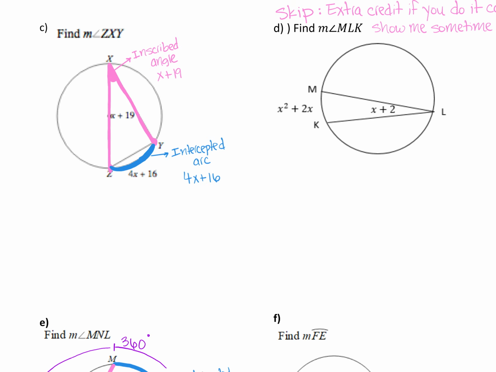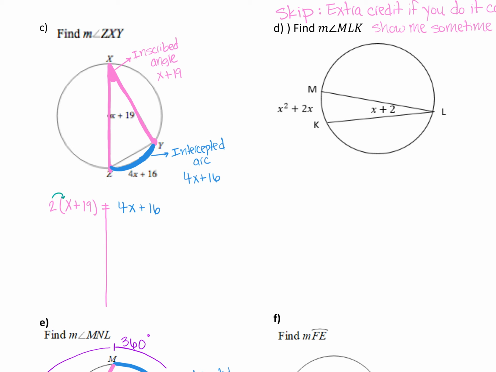For our next example, this is the inscribed angle, which is the x plus 19. This is the intercepted arc, which is the 4x plus 16. And so remember, if we take the inscribed angle and we times it by 2, it will equal the intercepted arc. Now it's an equation that we can solve for x. So party wall that up.